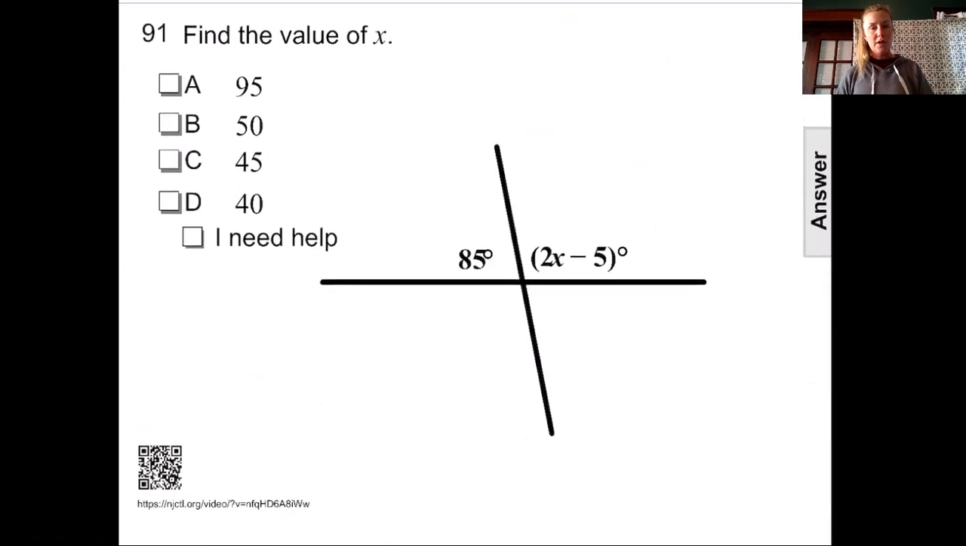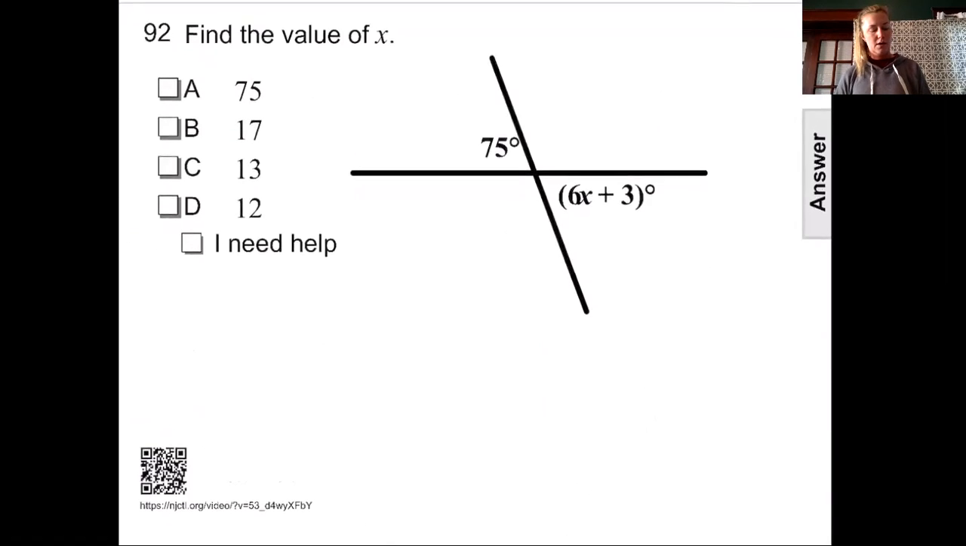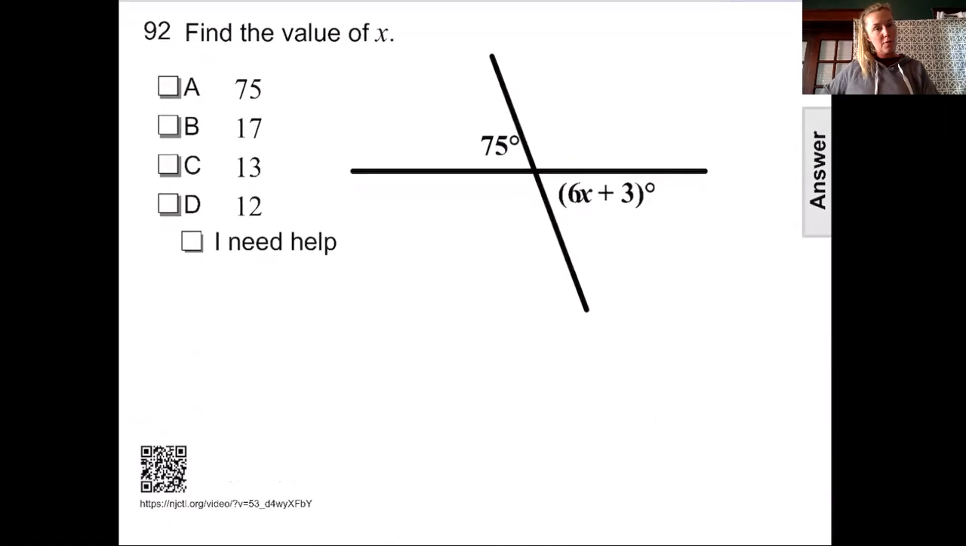Question 91, same concept. These are on a straight line. So 2x minus 5 plus 85 is going to equal 180. 92 is the same thing, but these are vertical. Vertical angles equal each other. So we have 6x plus 3 equal to 75, and then you're going to solve.